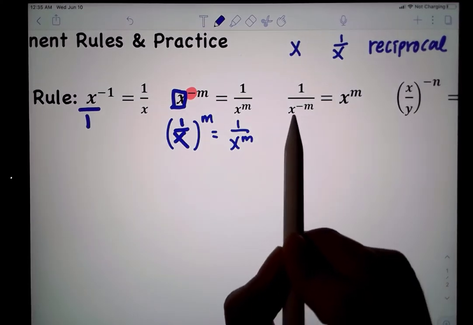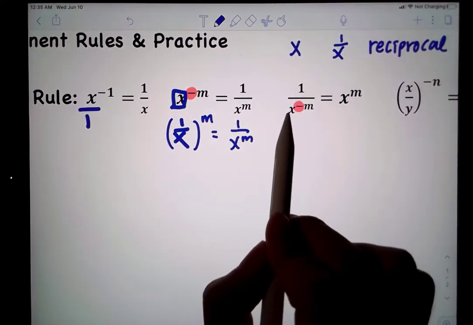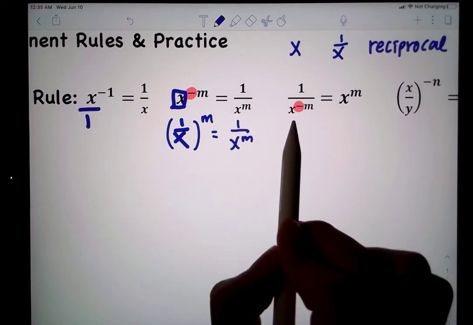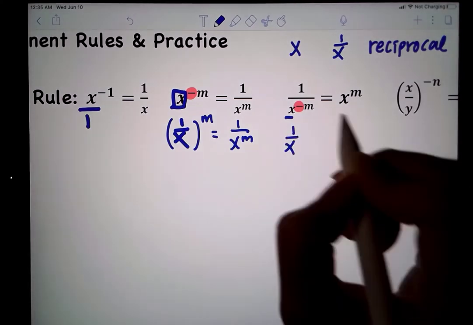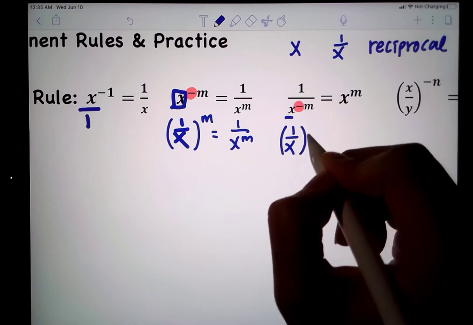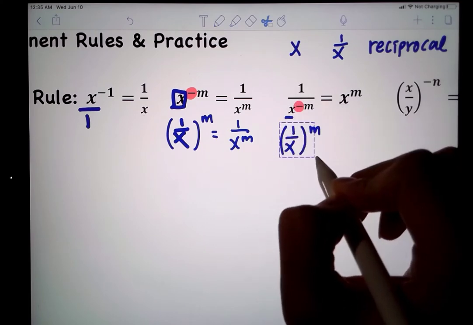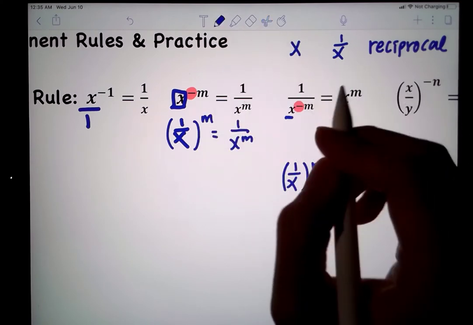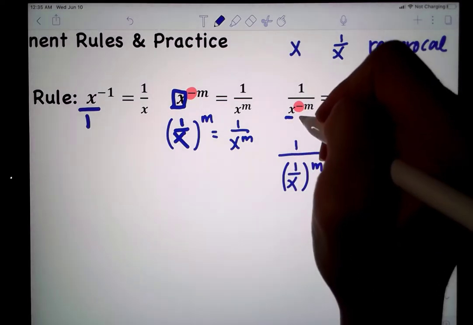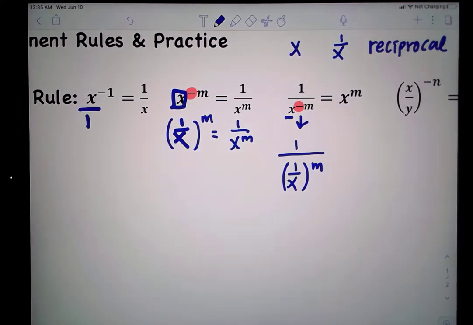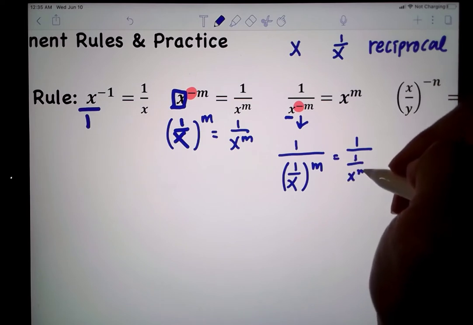Okay, and look at this one, guys. So you see x to the negative m, a negative power. Then what do we do? We flip your base. So you flip this x like 1 over x, and you still have this m power. But don't forget your 1 over on top of it. So actually I can rewrite this as 1 over x to the m power, right? So this one turned to this, and from here that's 1 over x to the m.